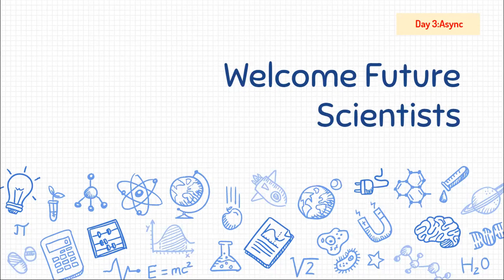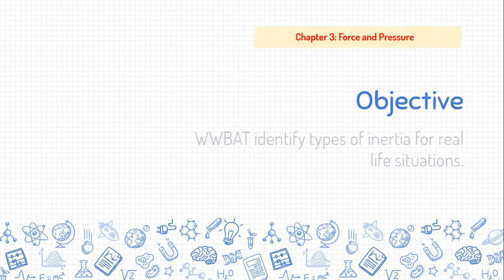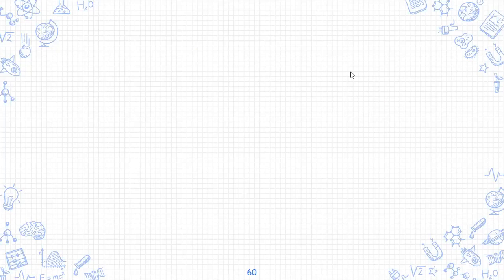So we started a new chapter about force and pressure. The objective for today is this: we will be able to identify different types of inertia for real life situations. So our skill today is identification. We'll identify different types of inertia. What inertia is, we'll do in this video, and then in the Zoom call we will cover different types of inertia.